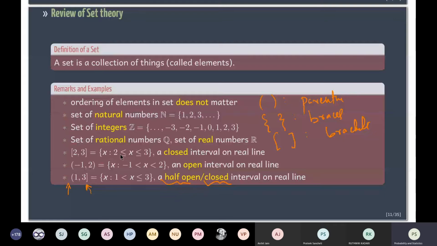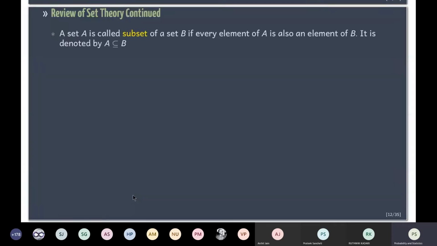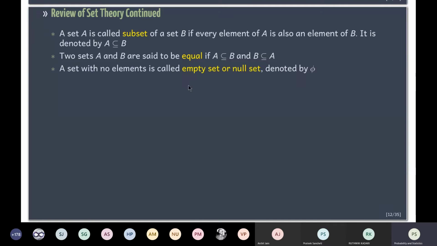Okay, review of set theory. This is about defining a subset of a set. We call a set A a subset of set B if every element of set A is also an element of set B, and it's denoted by A subset B. Two sets are equal if A is a subset of B and B is a subset of A. A set with no elements is called an empty set, and it's denoted by phi.